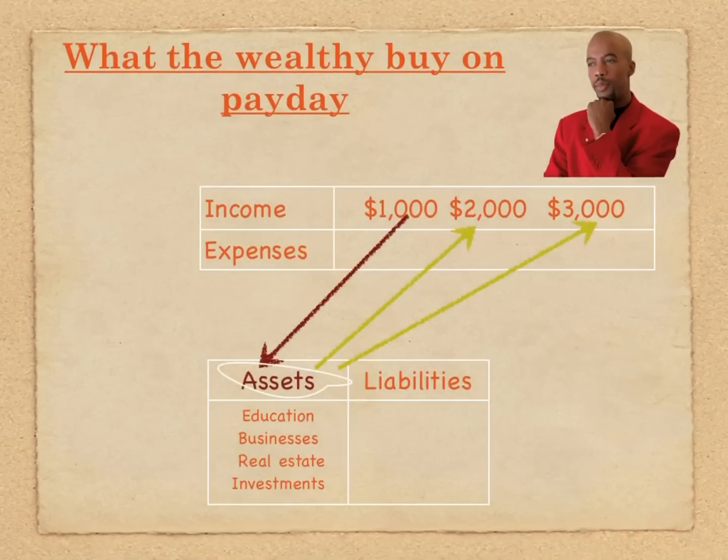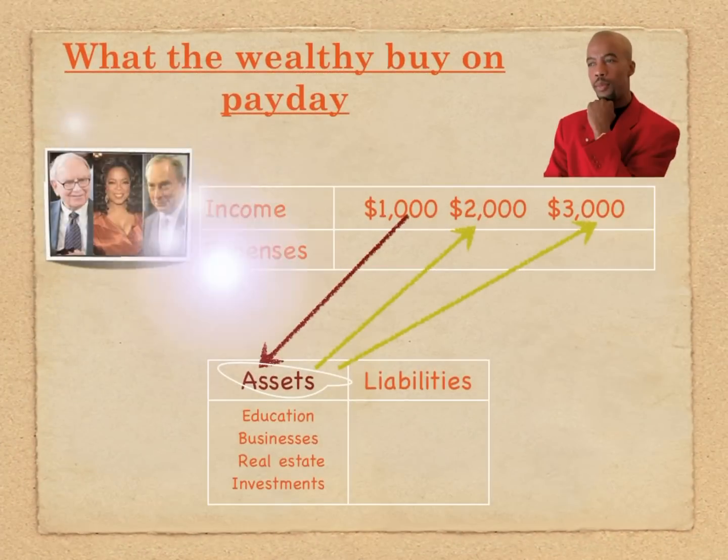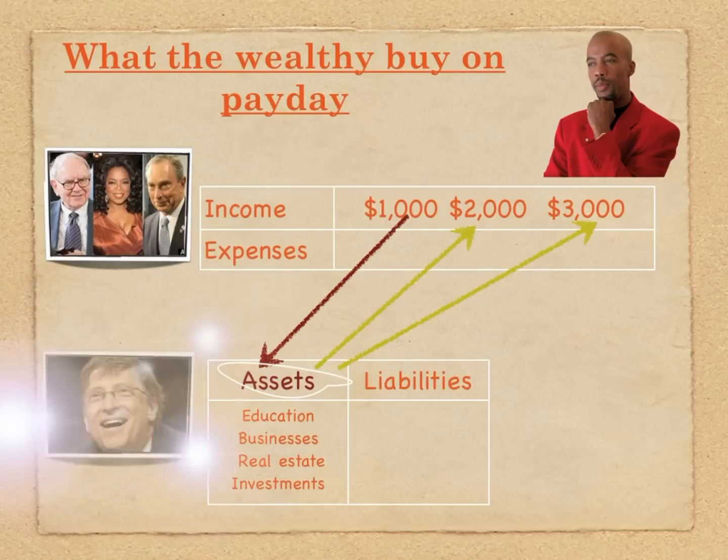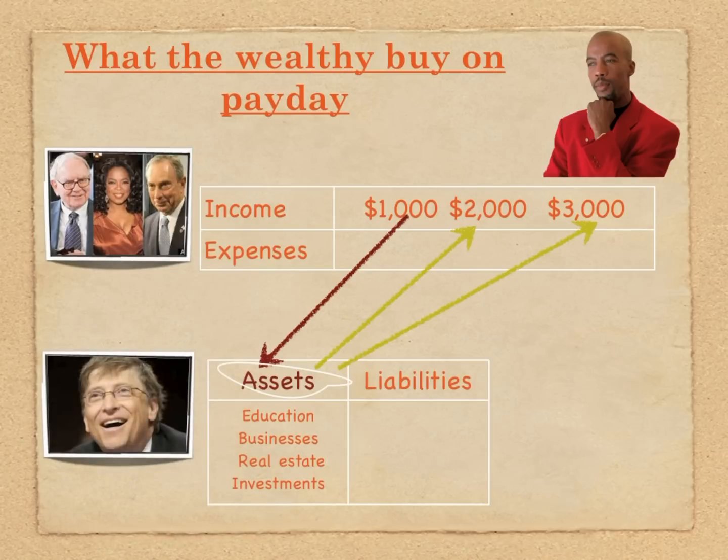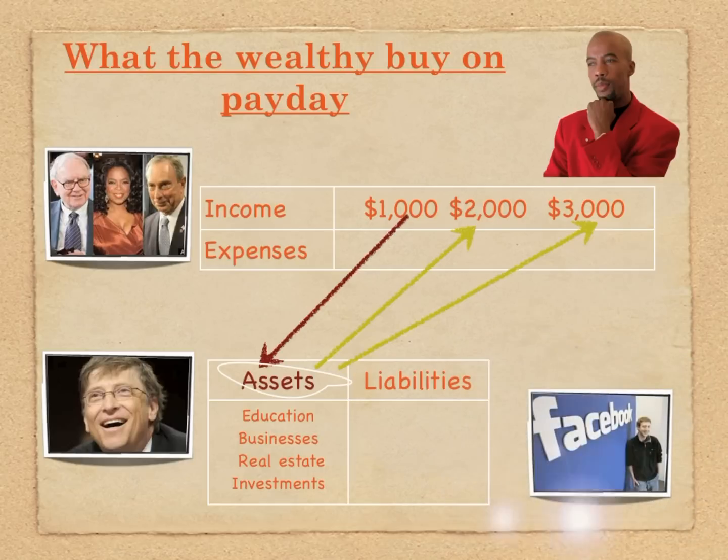Now, let us take a look at what the wealthy buy on payday. The wealthy immediately buy assets that create cash, and they use that cash to buy more assets, to create more cash, to buy more assets, to create more cash. Basically, what the wealthy invest in is, one, financial education. They buy businesses, they buy real estate, they buy investments. But the first thing is they get financial education. They understand, without a shadow of a doubt, how money works, and they make that work for them.